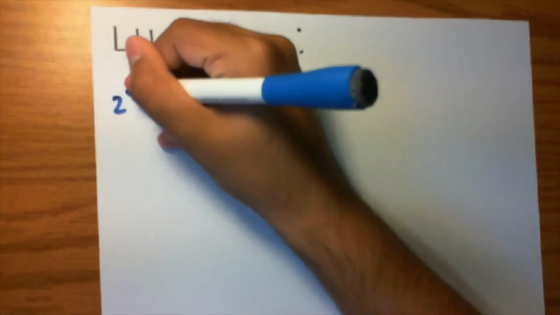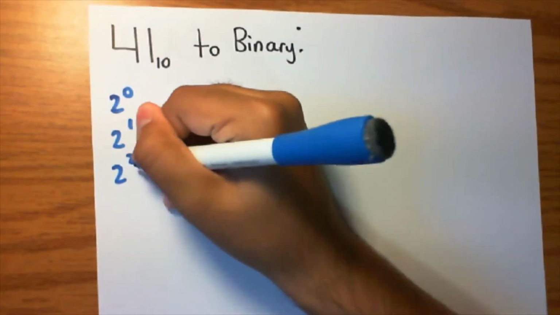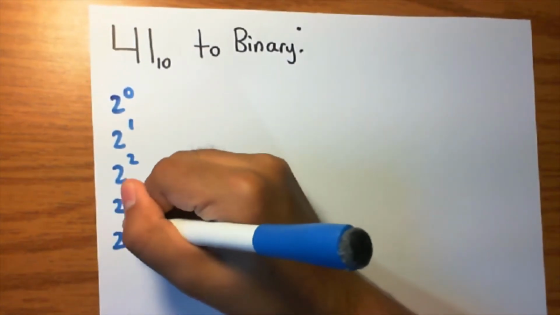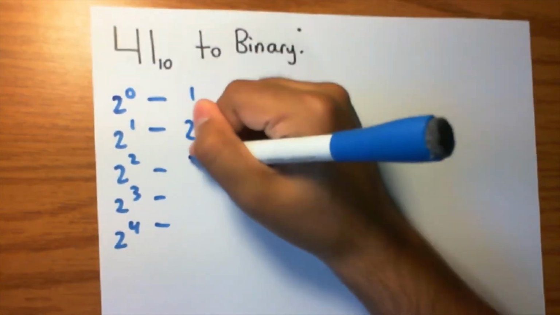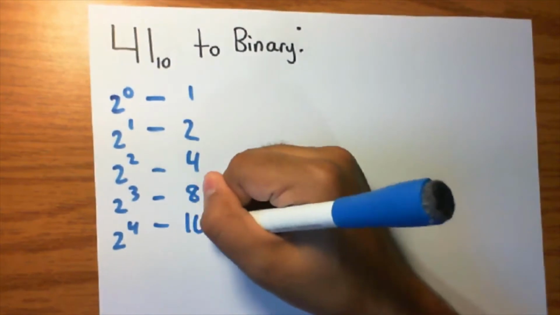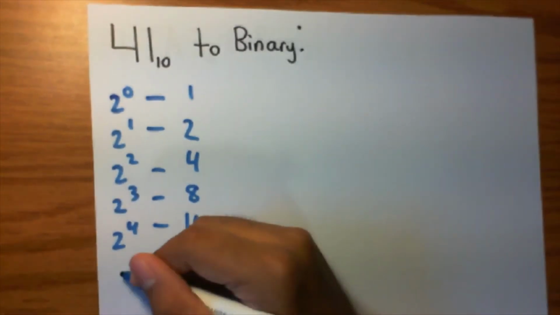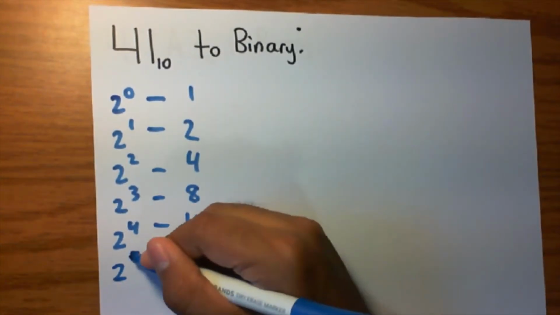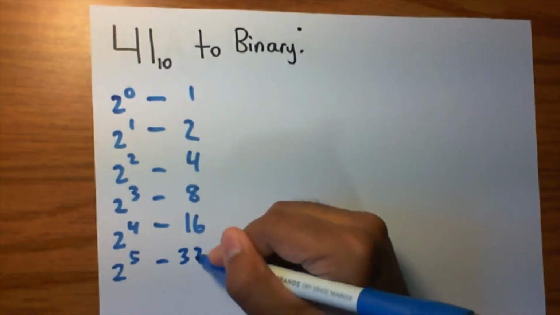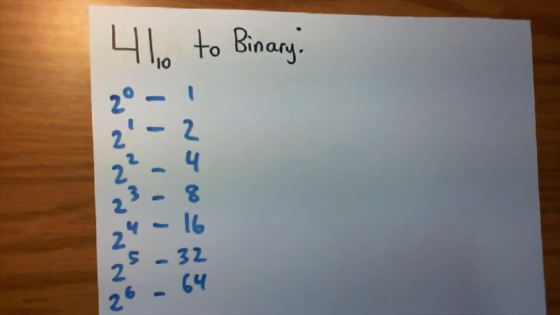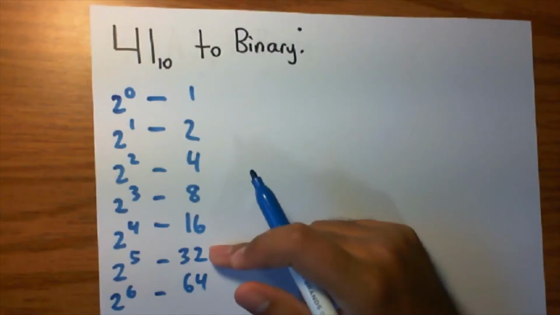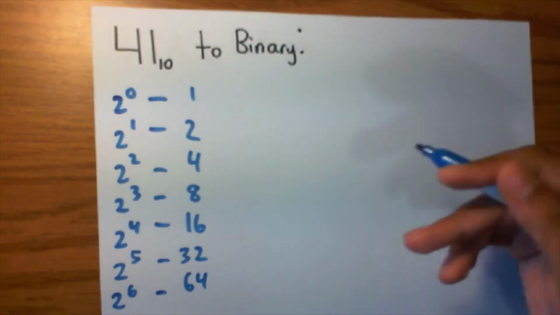So 2 to the 0, 2 to the first, 2 to the second, 2 to the third, 2 to the fourth. We'll do those first. So we have 1, 2, 4, 8, 16. We're not there yet, so 2 to the fifth is equivalent to 32. And then 2 to the 6th is 64, so that's too big. So now we know since 32 is less than 41, that's the biggest value. We'll start with that place.